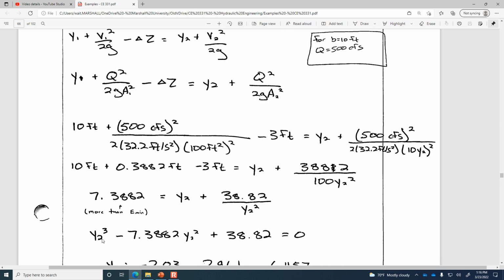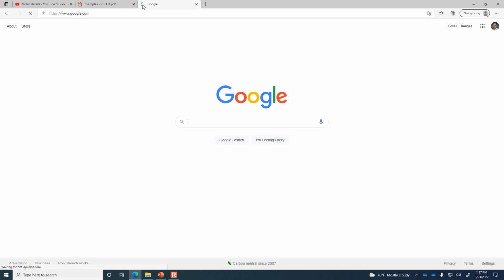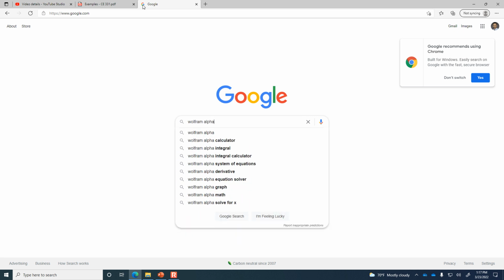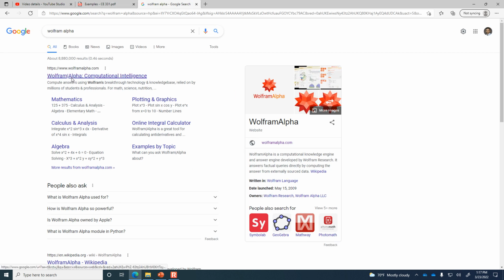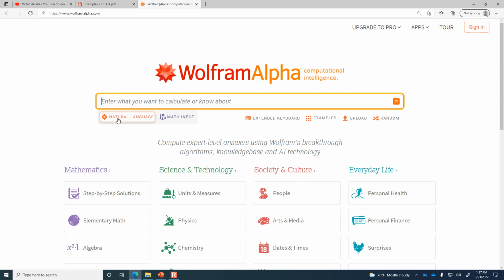Here's y2 cubed divided by 7.3882 y2 squared plus 38.82. We got that just by multiplying each of these terms by y2 squared. Okay, and then this is where I become kind of a fan of Wolfram Alpha as a method of finding the roots of that equation. Okay, so natural language, yeah.